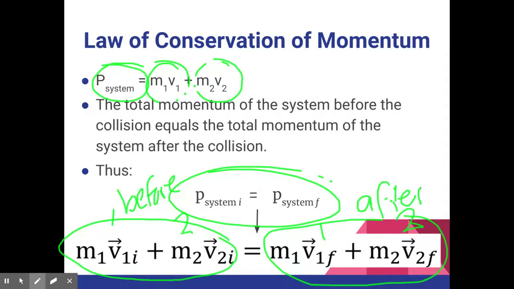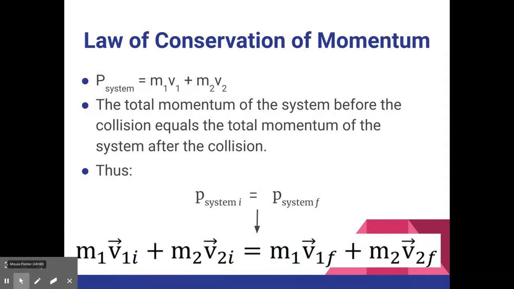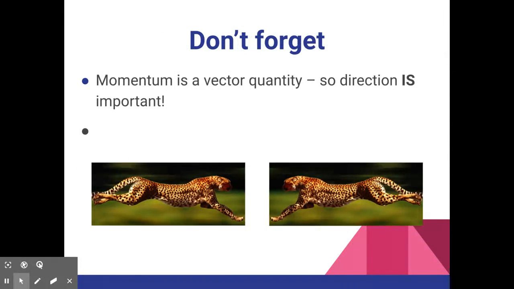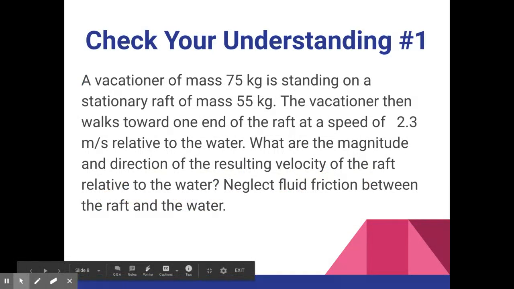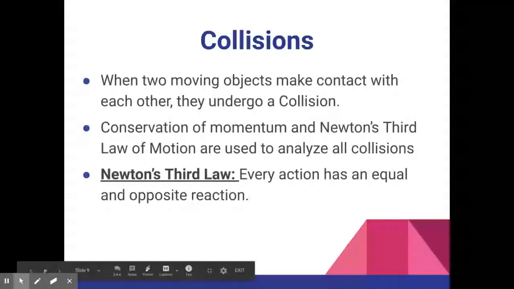I want you to understand what momentum is and how we attribute and calculate it in collisions. Okay, so I've already mentioned this. It's something we can never forget, and this is why I'm emphasizing direction so heavily in this unit. Momentum is a vector quantity, so direction is super important, okay? So here's a check your understanding. Like usual, this will be in a separate video, so keep an eye out for that, or I'll just post it in this post.